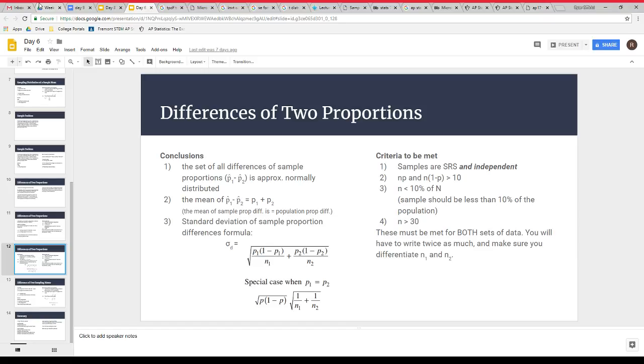So you must go through this process. If n is not greater than 30, then you have to either check the data to see if it looks normal, or you check if the population is normal. If either of those things is true, then you're okay. If neither of those things is true, then you must say it didn't meet the criteria, say which criteria it is, and then just say proceed with caution.